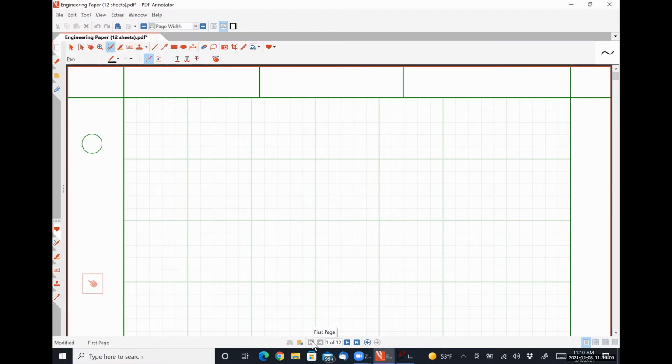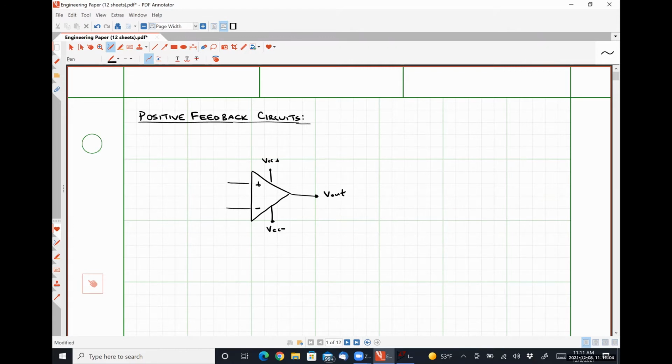So, positive feedback circuits. If we take an open loop amplifier circuit, like so, here's our output voltage.